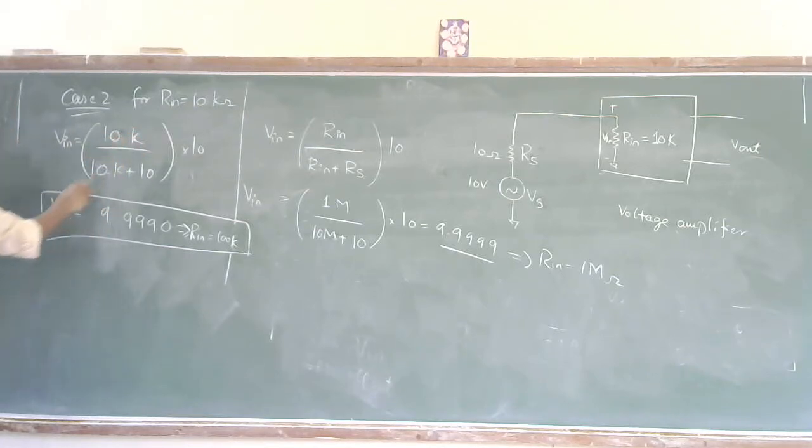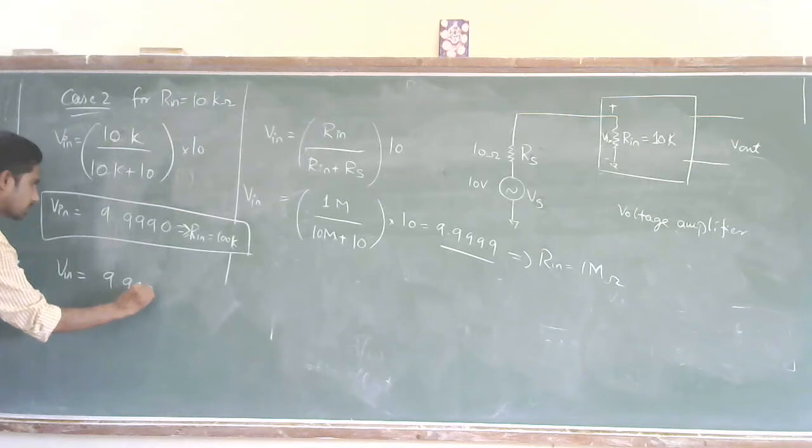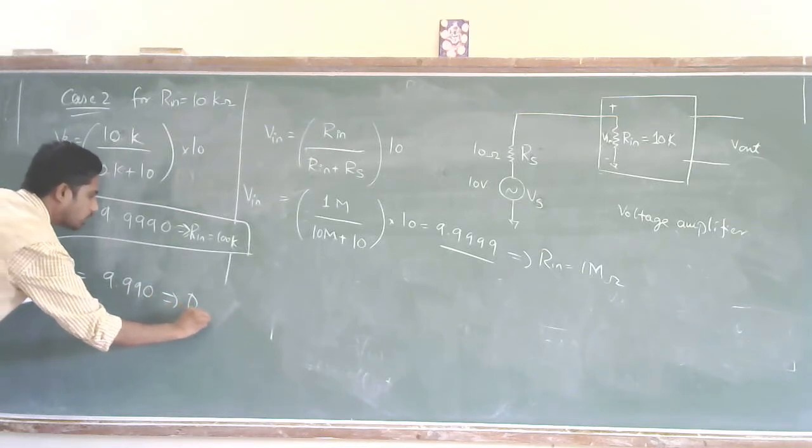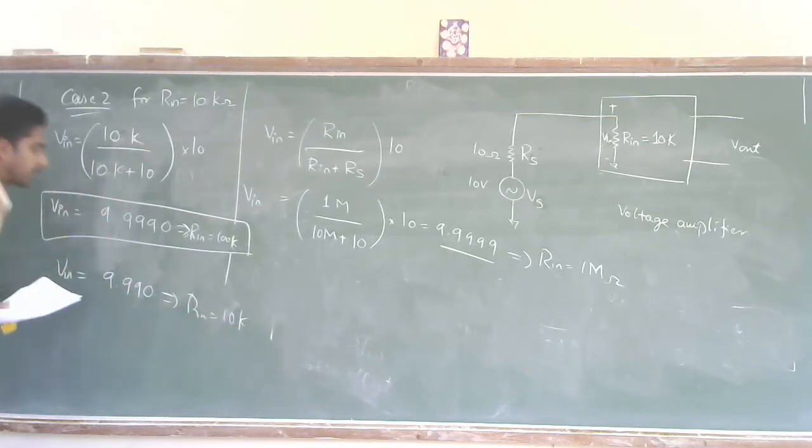Yes, 10k divided by 10k plus 10, multiplied by 10. What will be the value now for Rn equal to 10k? It is 9.990. So this is for Rn equal to 10k. Can you see the difference?